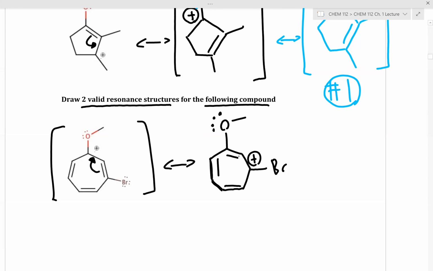So now that we have a new cation and a new double bond, we can also push our electron density to form a new double bond and another new cation. And that in turn gives us the following structure.